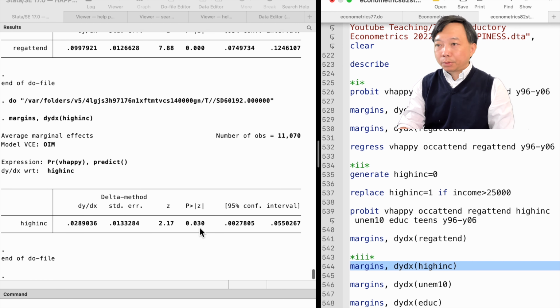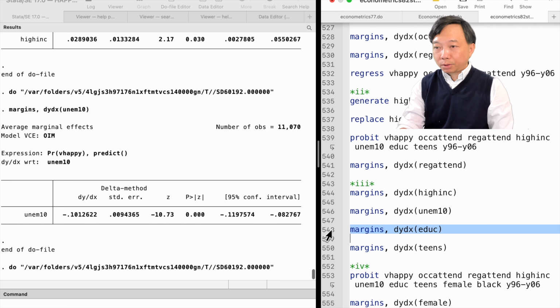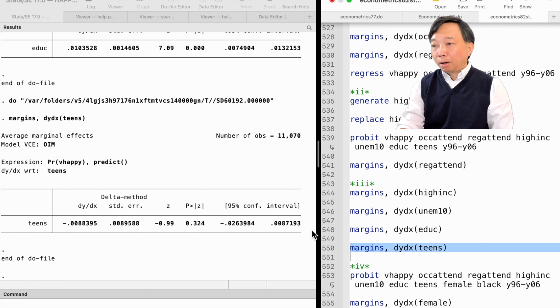The high-income people's probability of being very happy is about 3 percentage points higher than low-income people. The unemployed people are 10 percentage points less likely to be very happy than employed people. 1 more year of education is estimated to increase the probability of being very happy by 1 percentage point. The above 3 explanatory variables are statistically significant. The number of teenagers in the household does not significantly affect happiness. All the estimates make sense.